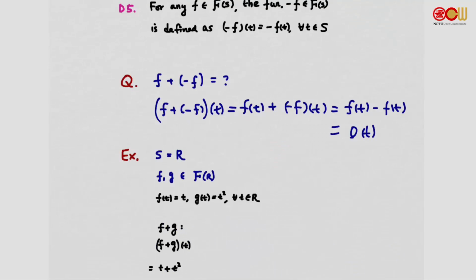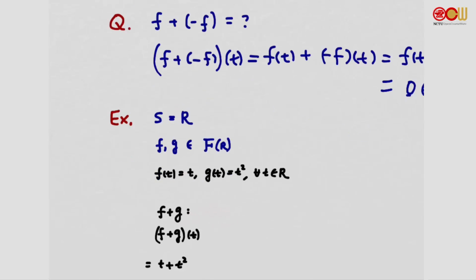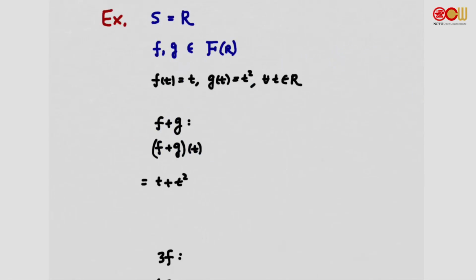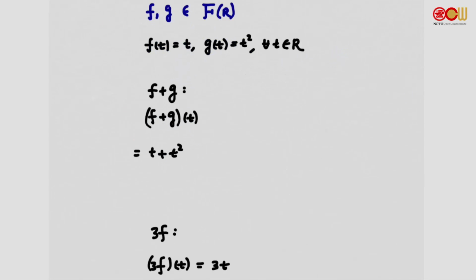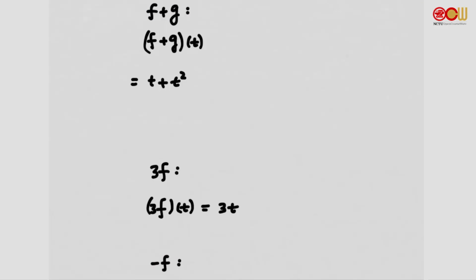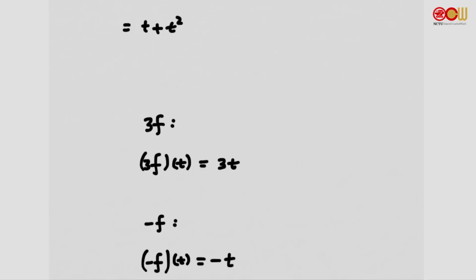An example, suppose we have S is equal to R, and f and g are functions in F of R, and f of t is t, g of t is t squared. Let's look at the sum. The sum of f and g would be this function, and that will simply be the sum of t plus t squared. And if we scale f by 3, this 3f function would be equal to 3 times f of t, which is t, so 3t. And this minus f function is defined as minus f of t is equal to minus 1 times f of t, so it becomes minus t.